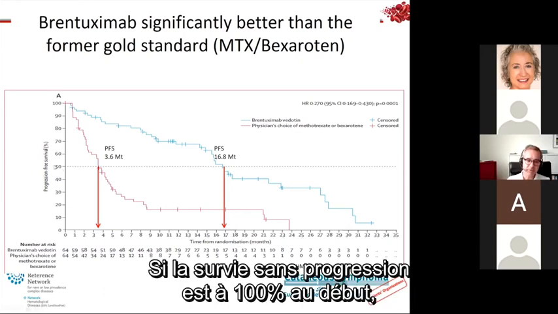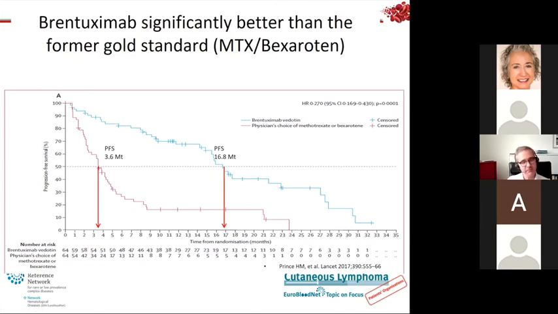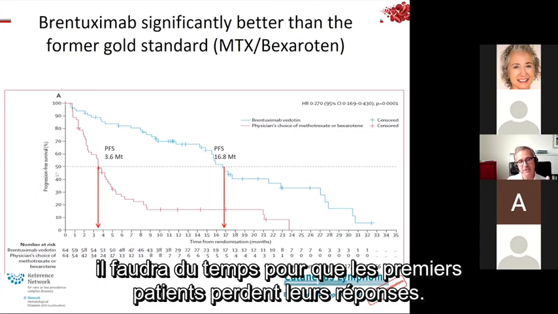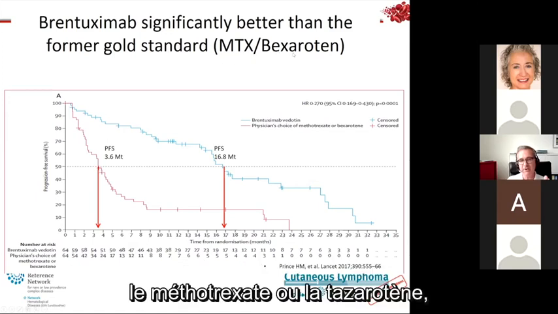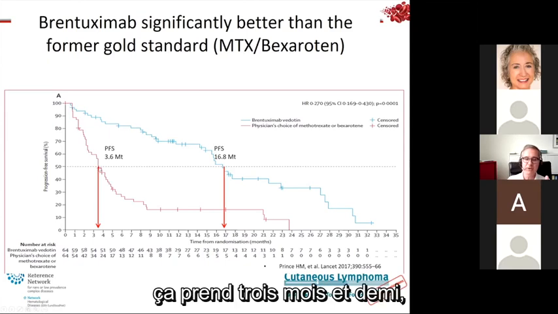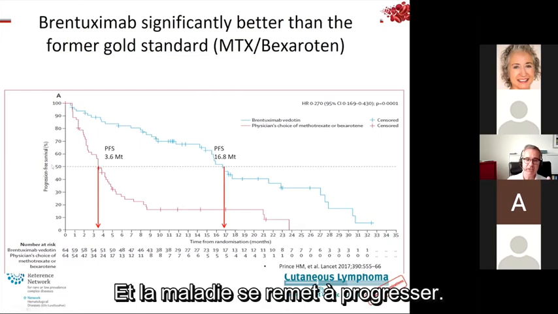So 100% is at the beginning, obviously after a treatment, and it takes a while until the first patients lose their response. If we are using the standard treatment, methotrexate or bexarotene, it takes only about 3.5 months, and 50% of all the patients have lost their response and have actually, again, a progression of the disease.